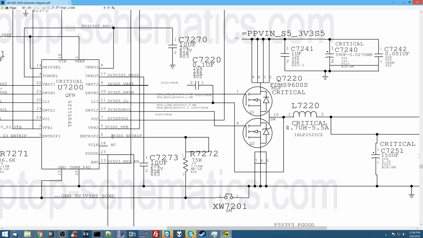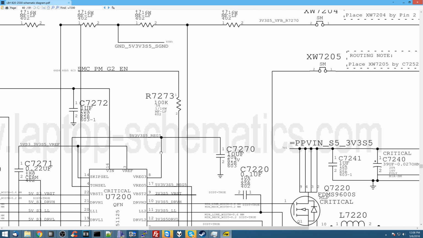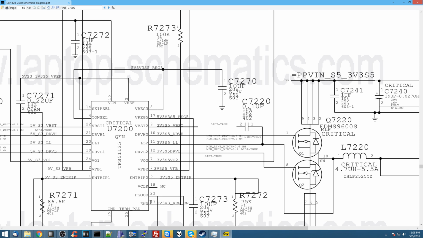So, where was I with this? Yeah, so let's start checking the enable signals here. Let's check ENO. Now, ENO comes from this resistor, and this resistor attaches SMC PM G2EN to this signal. And we can tell that because they decided to actually draw a line and not some random bullshit throughout that part of the motherboard. So I'm going to plug it in.